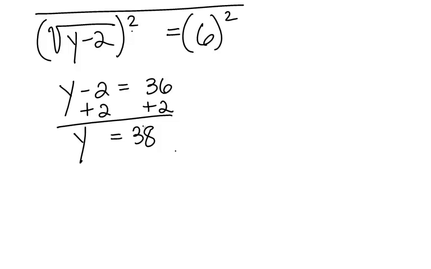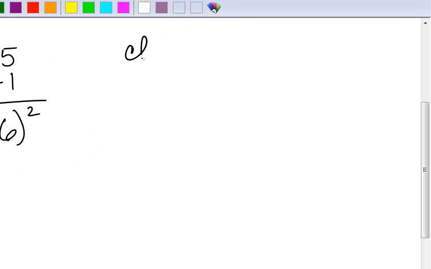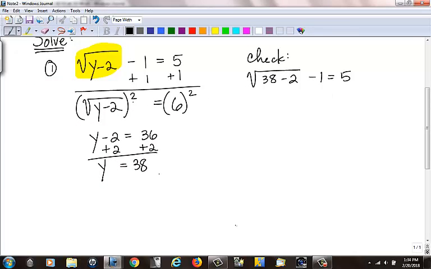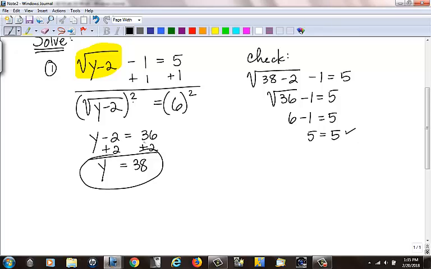Now you have to check it. So you got to substitute this back in the original. So you actually need to write out your check. So square root, you have to write this out. And then you'd have the square root of 36 minus 1. And when they're considering the square root of 36, they're considering the principal nth root. So they're saying that's 6 minus 1. So 5 equals 5. Yeah, that checks. So y equals 38 is the solution. But you have to check it.